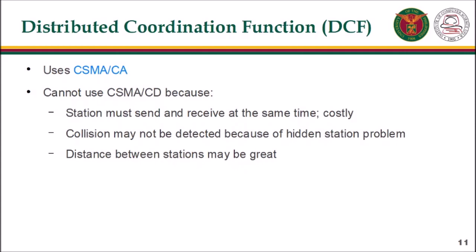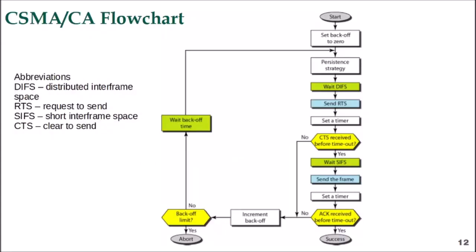It cannot use CSMA/CD because stations must send and receive at the same time, which is costly. The collision may not be detected because of the hidden station problem, and the distance between stations may be great. Here is the flowchart of the CSMA/CA in wireless LANs. Before sending a frame, the source station senses the medium by checking the energy level at the carrier frequency. The channel uses a persistent strategy with backoff until the channel is idle.